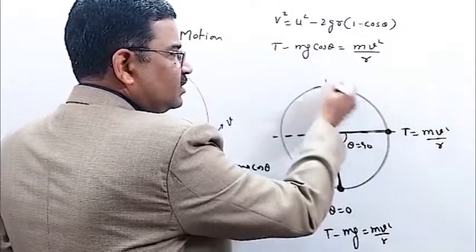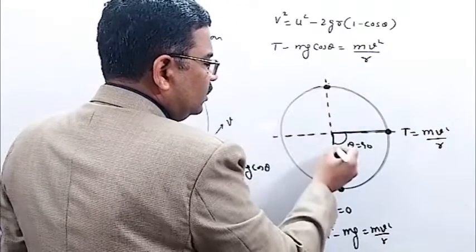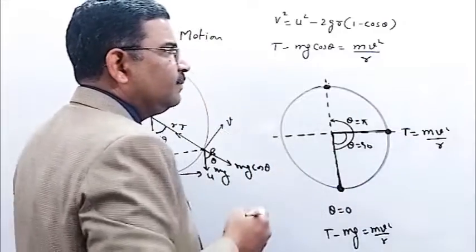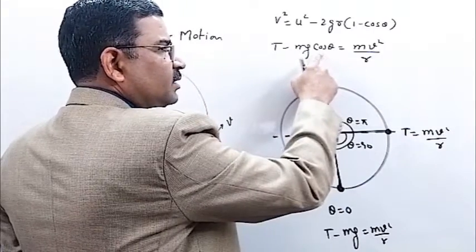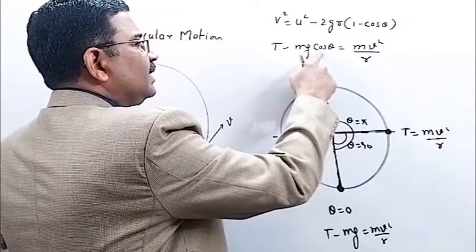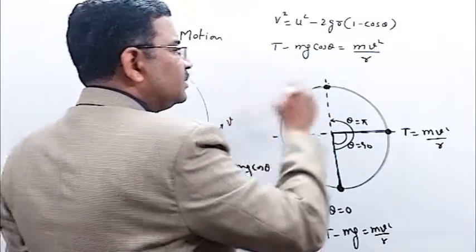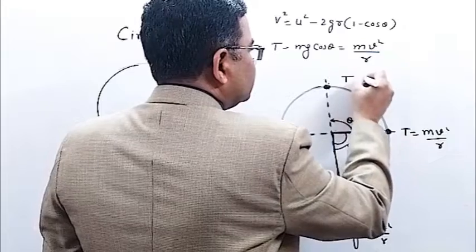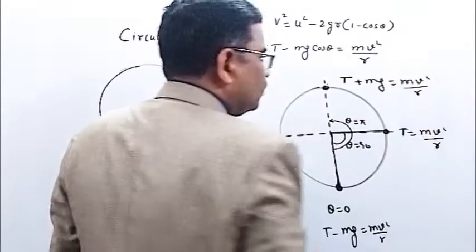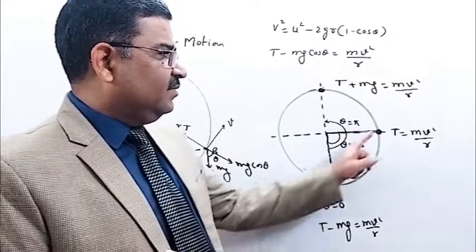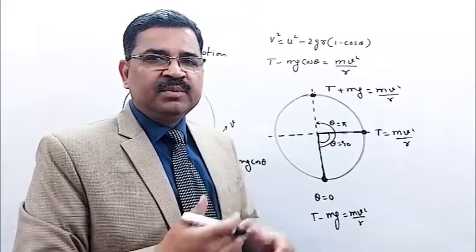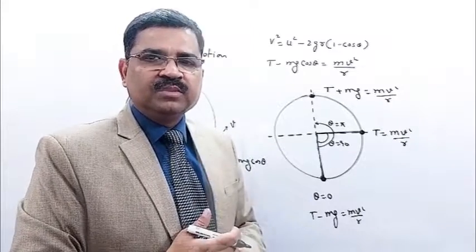Whereas when the body reaches at the topmost position, then this total angle becomes pi or 180 degree. So if I put here cos 180 is minus 1, or cos pi is minus 1. So minus 1 and this minus will become plus. So at the highest point the equation becomes T plus mg is equal to mv square by R. Of course V is the velocity at different points. It may be same in case of uniform motion and it may be different in case of non-uniform motion.